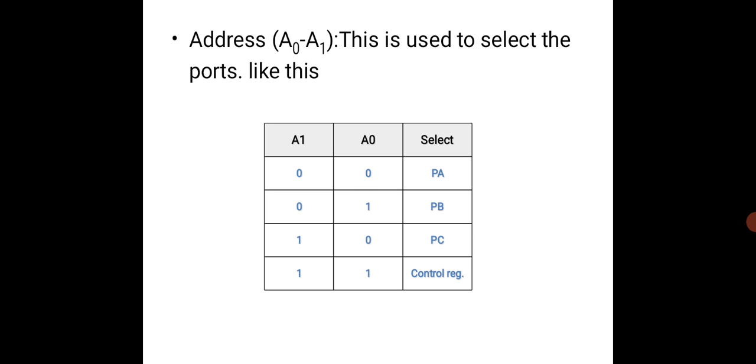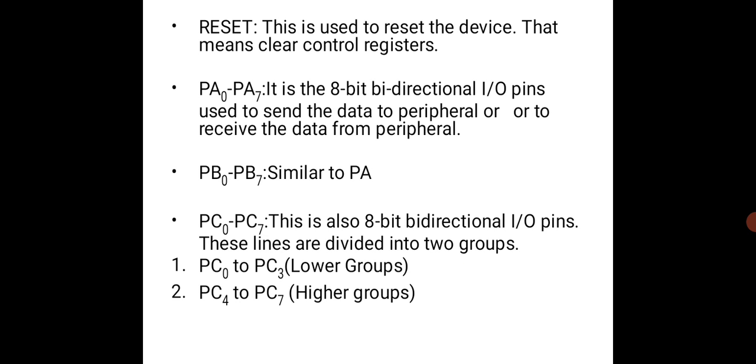And as I mentioned already, the A0 and A1 lines will be used to select the ports, either port A, port B, port C or the control register. And we have a reset pin which is used to reset the device, which means it will clear the control register. Coming to the ports, port A, that is PA0 to PA7, is an 8-bit bidirectional IO port which is used to send data to the peripheral as well as receive data from the peripheral.